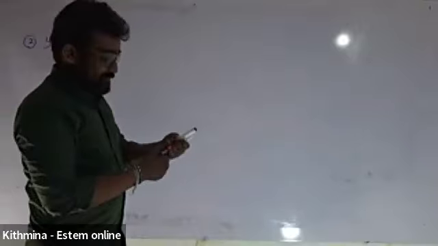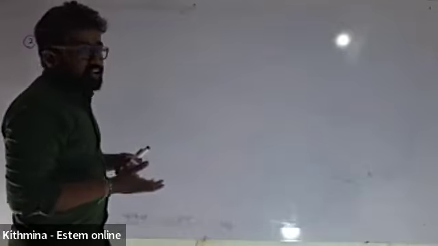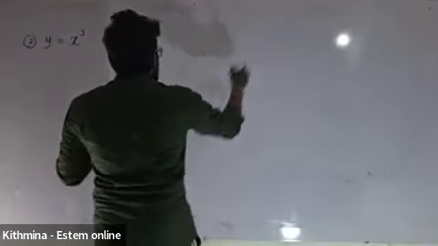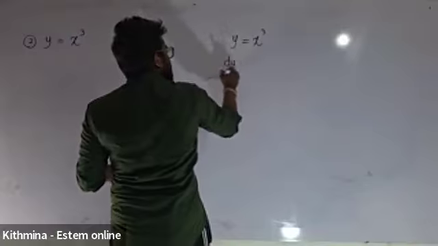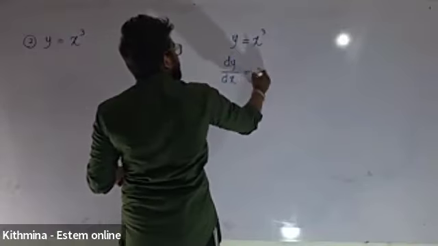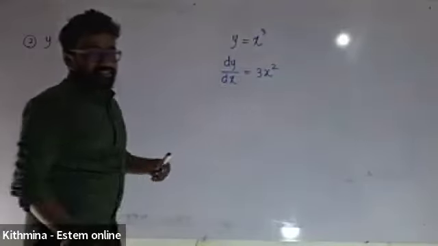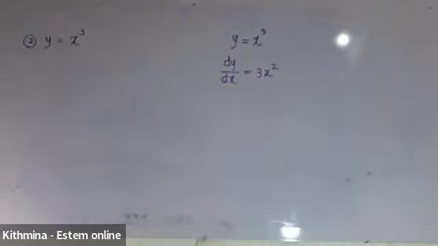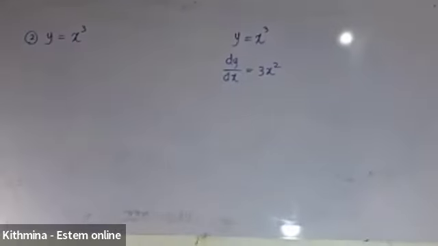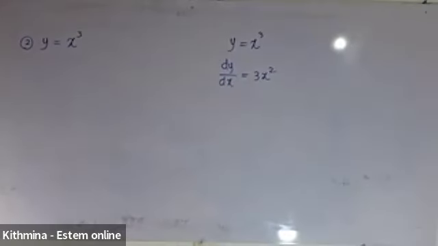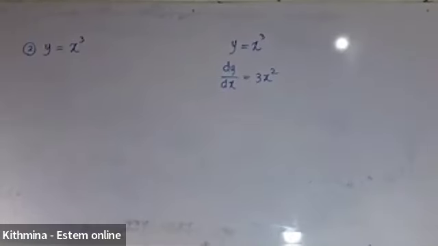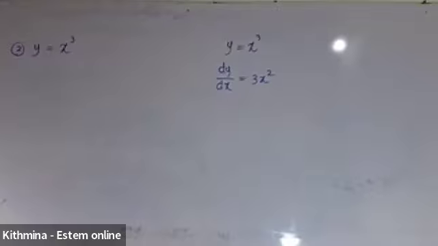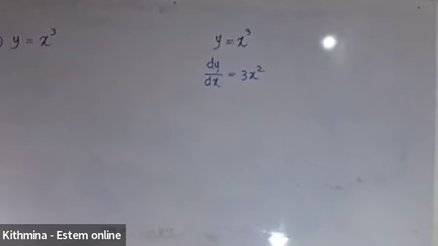Just answer 3x squared. If I differentiate this, y equals x cubed, dy over dx is 3x squared. Is that enough of the pattern, sir? No, no. Today we do that, so please wait. Don't worry.